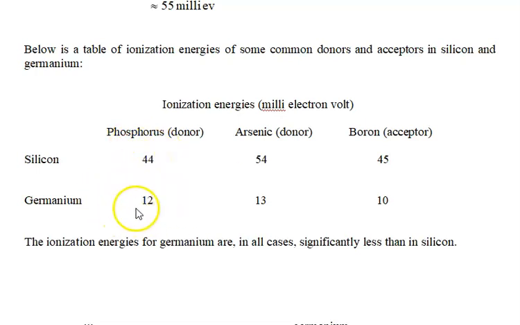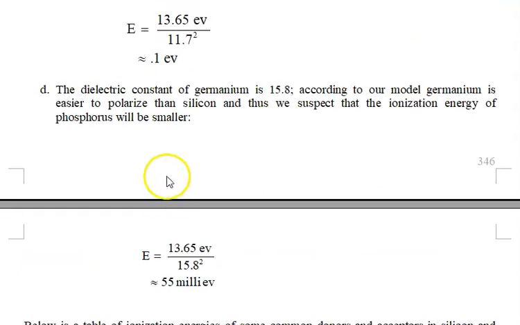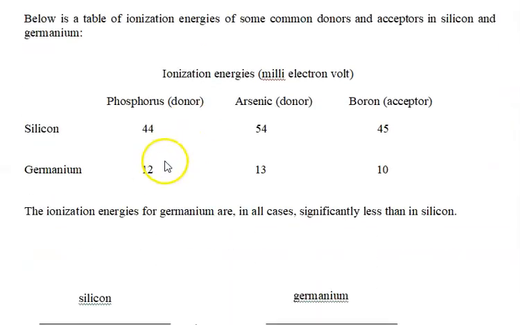But for germanium, it's about 1/3 to 1/4 less, and that makes sense. Here it's about 1/2, but it's less. It's going in the right direction. And for arsenic, which is also a donor, notice that the numbers are not all that different, even though arsenic is further down in the periodic table than silicon.